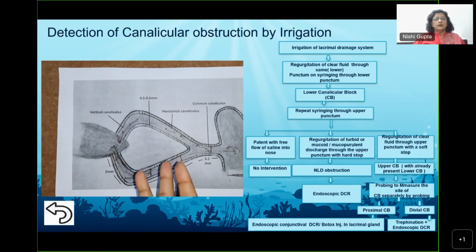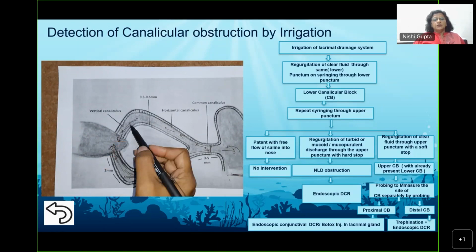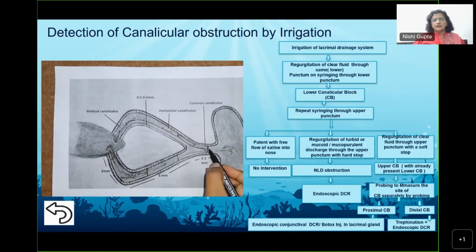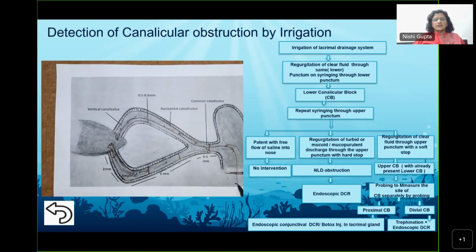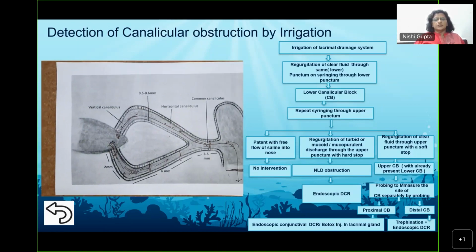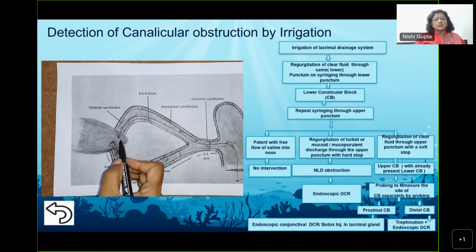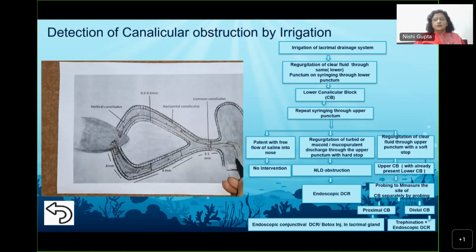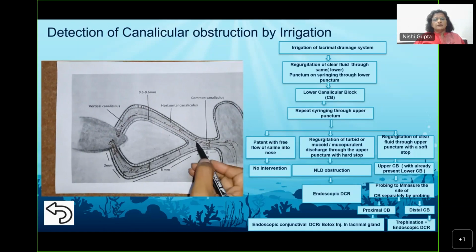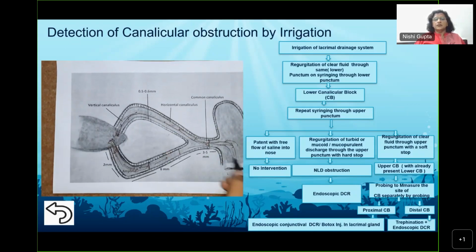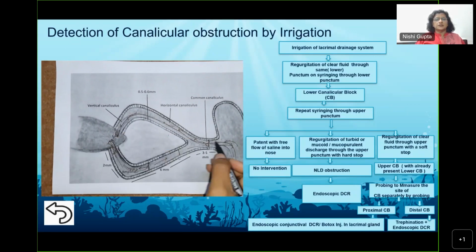There are 3 possibilities. One, if the fluid is irrigated through the upper punctum, it comes through the sac into the NLD and the NLD is patent. The patient was having epiphora because the lower canalicular system was blocked. So in this case, we do not need to do anything. No surgery is recommended. The second situation is that the fluid goes through the canaliculi into the lacrimal sac and there is NLD obstruction, so the fluid comes back. Endoscopic DCR is recommended in this particular situation, and the patient will do very well with endoscopic DCR because there is NLD obstruction.